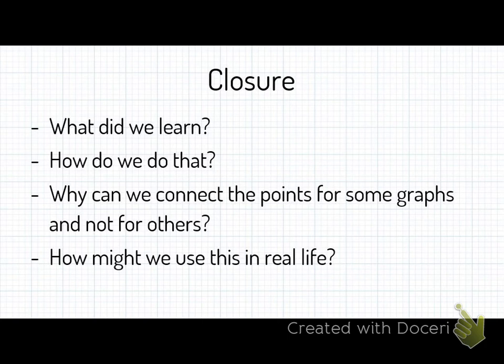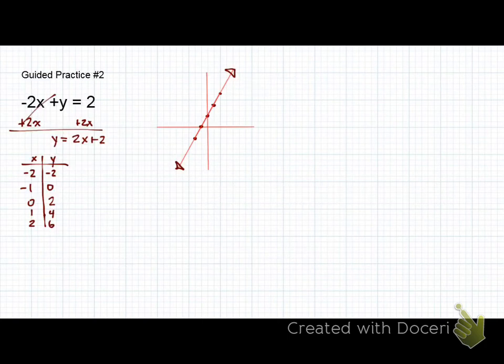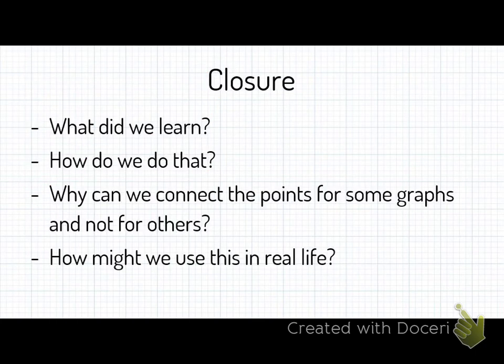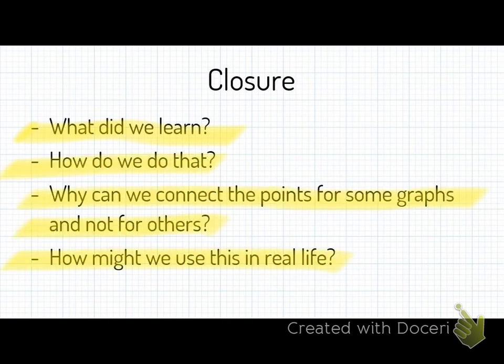Actually, take a moment to write this down, pause it. Okay, and make sure that you think about these questions. I know we're not talking in class, but these are important for you to remember. What did we learn? How do we do that? You might even want to talk to your parents, and say, hey, Mr. Rink wanted me to answer these questions for you for math.